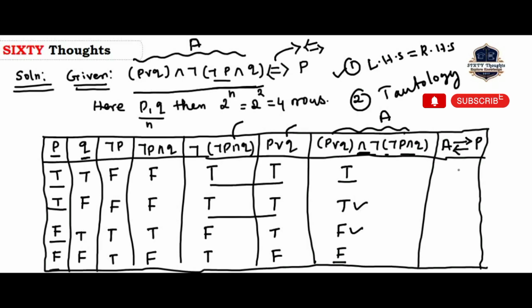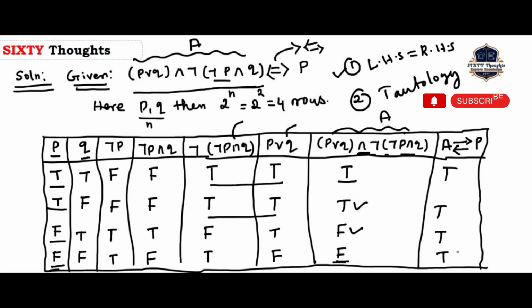How to find tautology? By using the biconditional definition. If both statements are true or both statements are false, you get true, otherwise false. Both are true, so we get true. Here also true, here also true. Third one, both are false, that one also true. In the last column also both are false, so here also we get true.